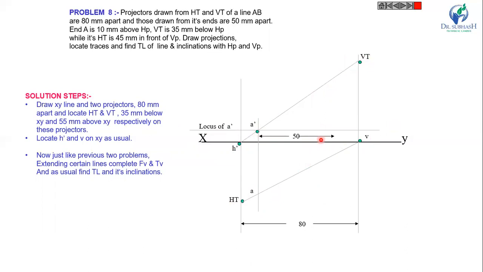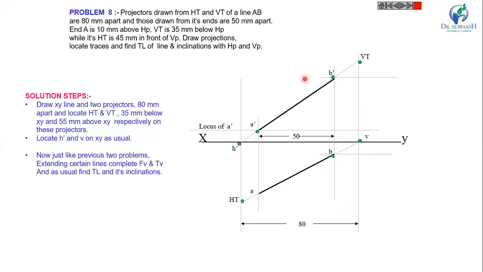Now, the line is given 80 mm apart and the projectors drawn from its ends are 50 mm apart. So now from A dash at a distance of 50 mm, draw another line. So the intersection of this A dash and BT is B dash, and so A dash B dash is our front view. Similarly, here you can find the point B. So AB is the top view.